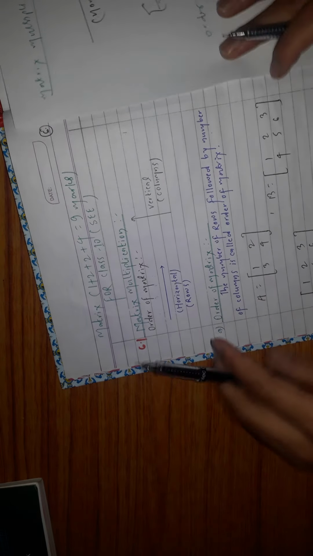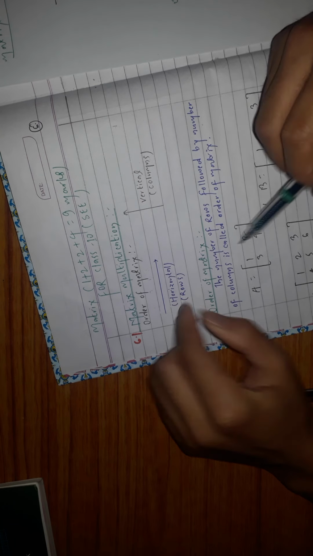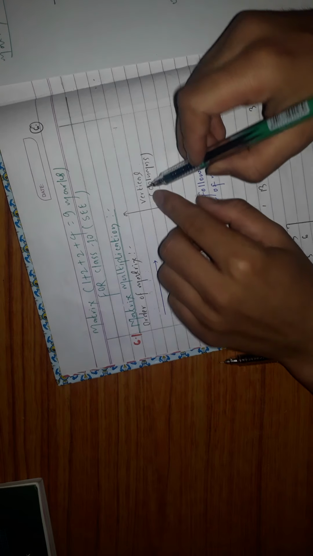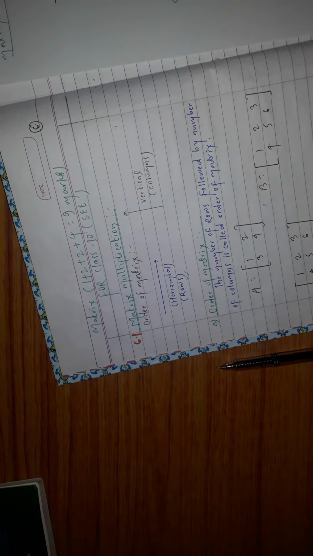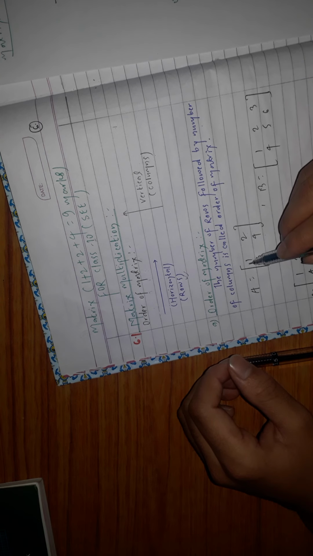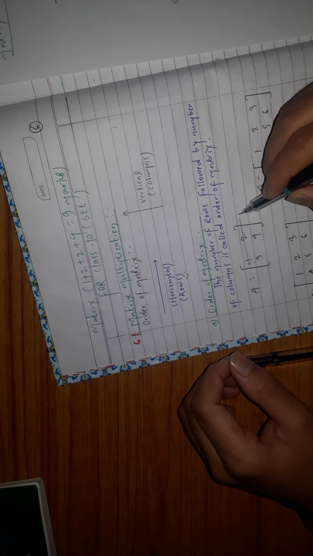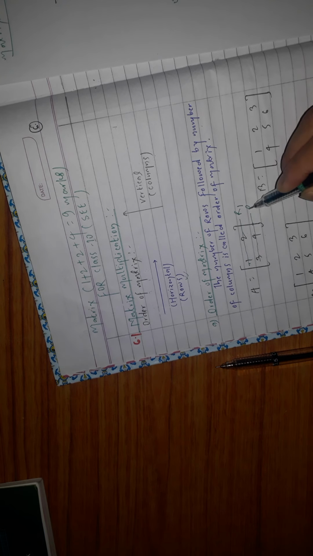Now let's check out a few examples. This line is called the horizontal line, and horizontal lines are called rows, and this vertical line is called a column. Now let's check the example first: A with entries 1 2 3 and 4. This line is called a horizontal line. This is the first, R1, and this line is the second, R2.